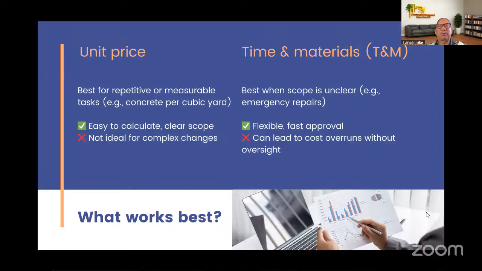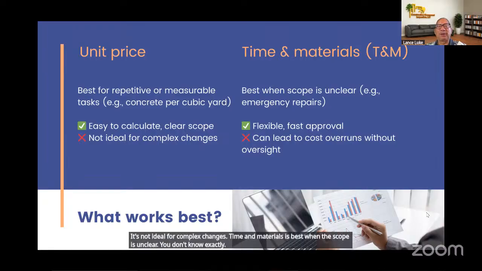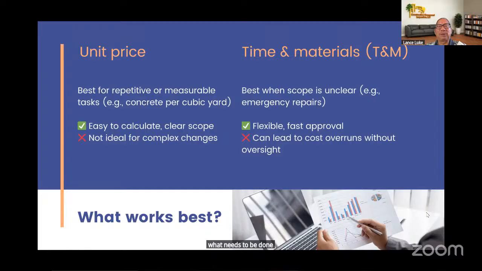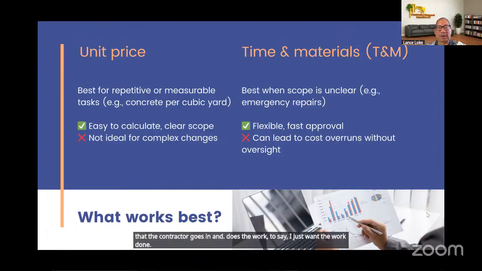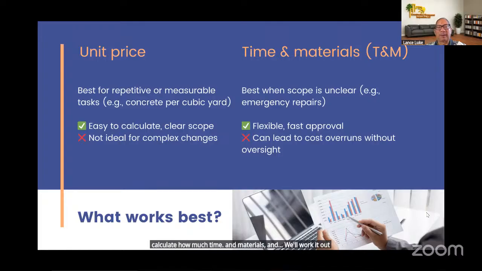Time and materials is best when the scope is unclear. You don't know exactly what needs to be done. It's normally used for emergency repairs, like a fire or flood, where the contractor goes in and does the work. You just say, I just want the work done. Calculate how much time and materials, and we'll work it out. So it's a flexible, fast approval. The downside is it can lead to cost overruns without anybody checking, without oversight.